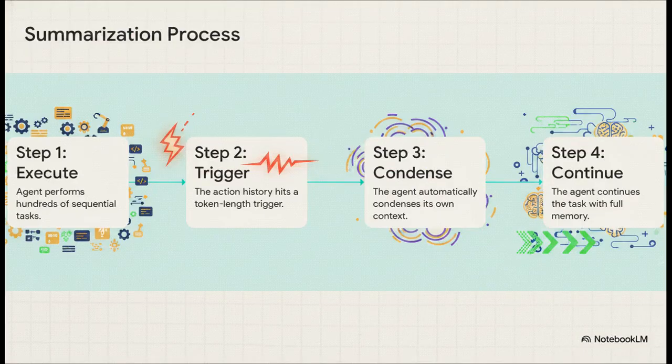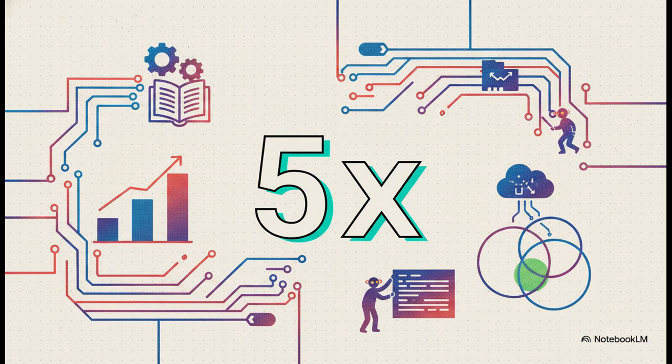Here's how it works in practice. The agent just dives into a task, and it's knocking out hundreds of steps one after another. But once its action history gets too long, what the slide calls a token-length trigger, it automatically pauses. It condenses that whole history into a quick, concise summary. Then, with its memory totally refreshed and its focus restored, it just picks up right where it left off, ready for the next challenge. And the results of this are revolutionary.